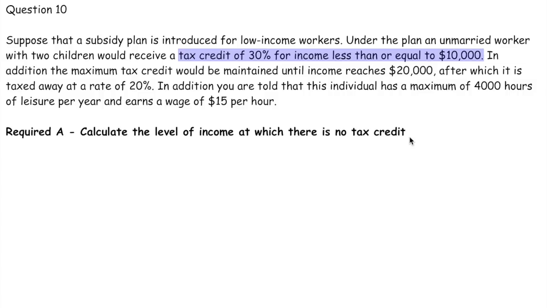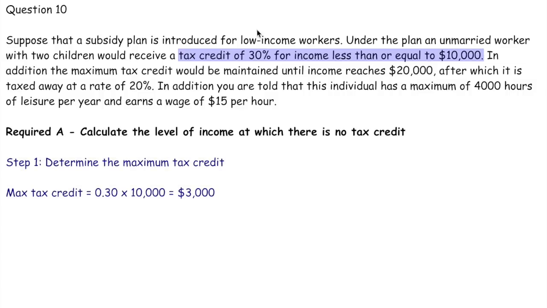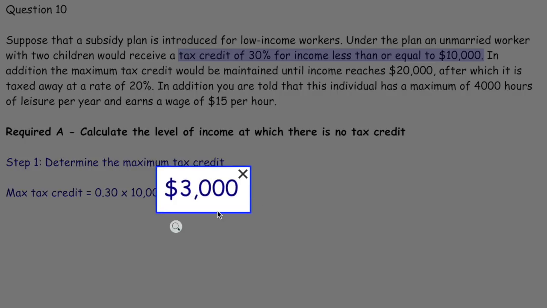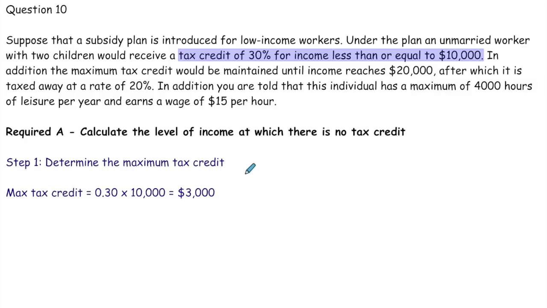Now, it should be pretty obvious to us that under this plan, the maximum tax credit that could be received by the individual is 30% of $10,000, or $3,000. And that's simply because this maximum tax credit is going to be maintained until the income reaches $20,000. And now, to answer the question, we have to figure out at what level of income there is going to be no tax credit. So we need to understand that in this example, any income that is earned above $20,000 has to be taxed away at a rate of 20%.